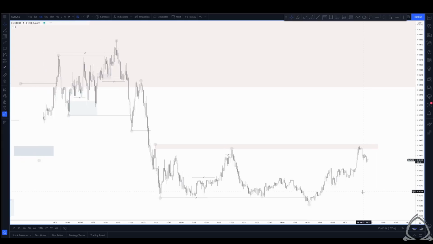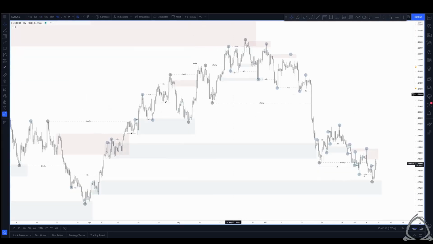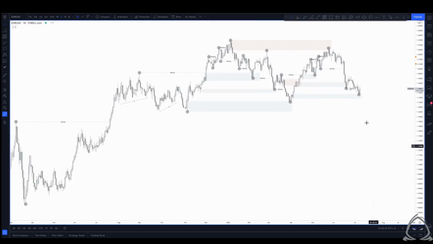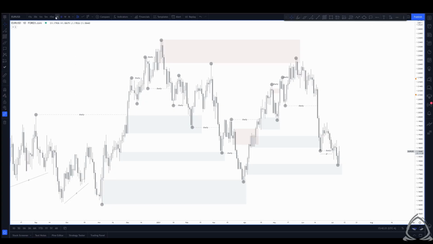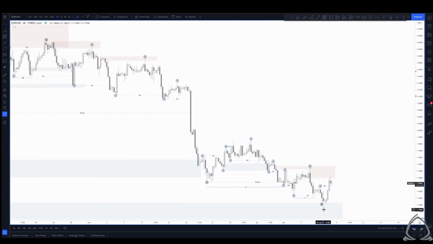If we're going to start respecting demand, which we have been, again, if we go to the daily chart, we can see we've respected daily demand. If we go to the 4-hour chart, we've respected that daily demand. We've seen a change of character on the 4-hour, so we're starting to see that more in our favor.